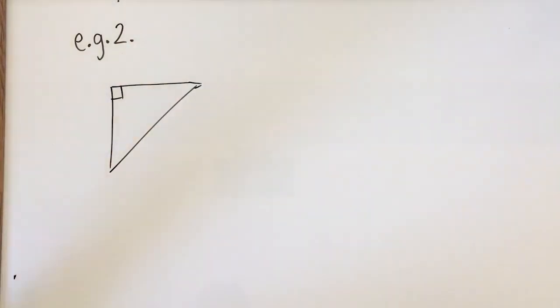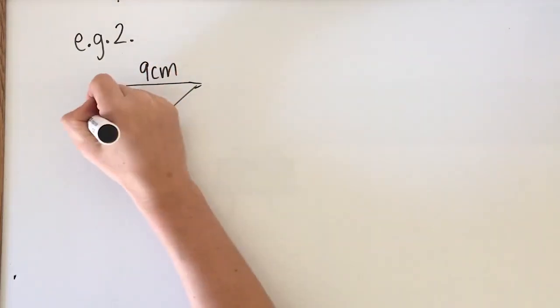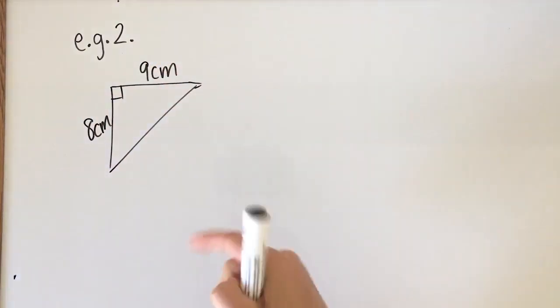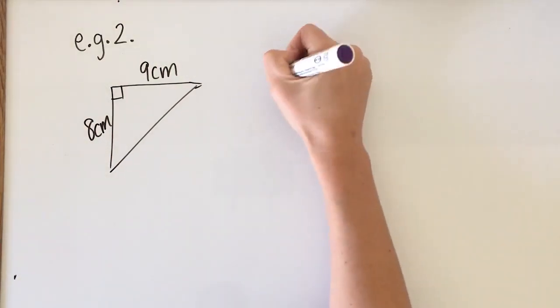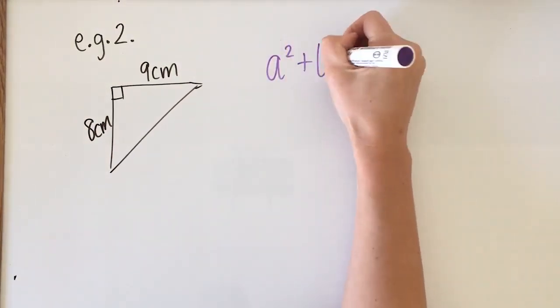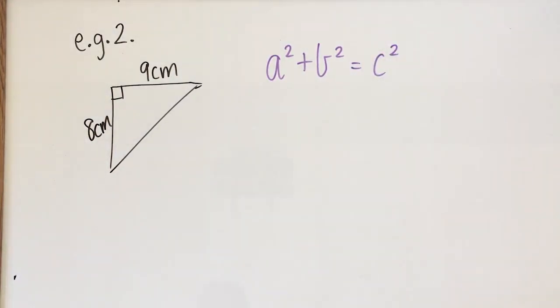We've got a right angled triangle here. We're going to make this 9 centimeters. We're going to make this 8 centimeters. And we're going to leave one side blank. So the formula: a squared plus b squared equals c squared. The next thing we need to do is label our sides.